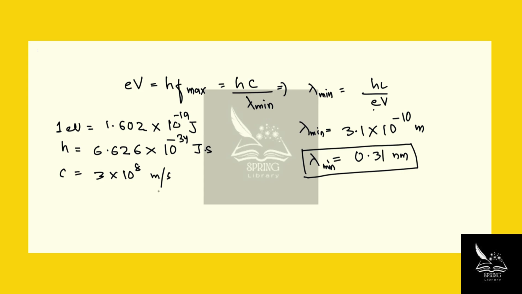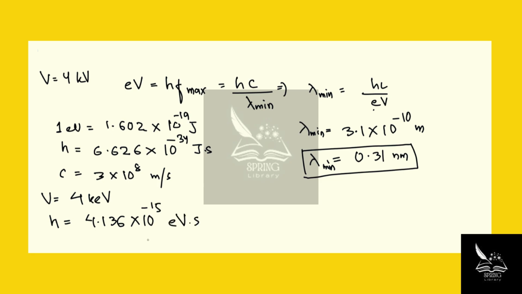Now, in the case of using 4 kilo electron volt instead of 4 kilovolt, so here the voltage was 4 kilovolt, and also make sure you convert this kilovolt into volts before substituting. Now, in case of using 4 kilo electron volts, we need h to be in units of electron volts as well, in order for our units to be consistent with each other. So electron volt per second.